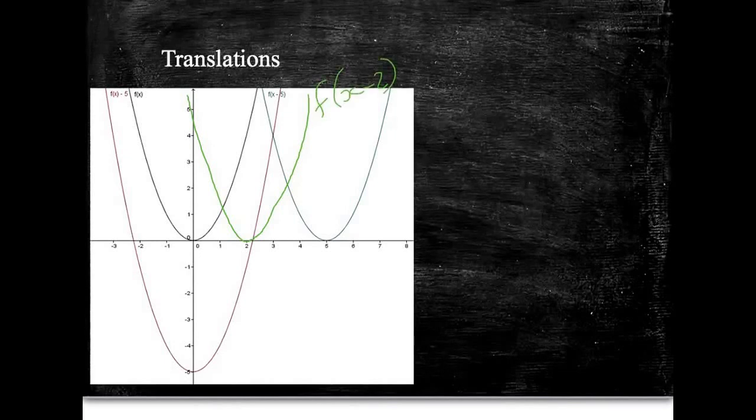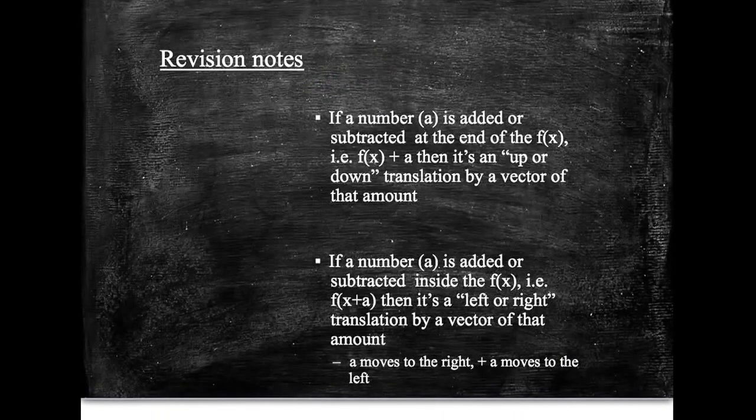Right, at this point, I think it'd be worthwhile making some notes and maybe drawing some little sketches. Little revision notes at this point. If a number a is added or subtracted to the end of f of x, like this, f of x plus a, then it's an up or down translation by a vector of that amount. So actually what it's been moved by is, in this case, 0, a. It's not moved anything left and right, but it's moved up a unit. Or if a was minus something, it would have been moved down those units.